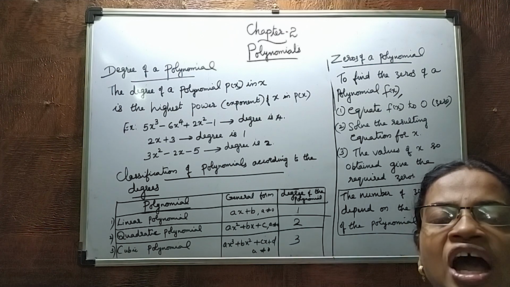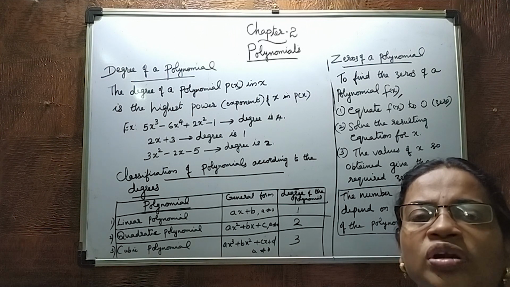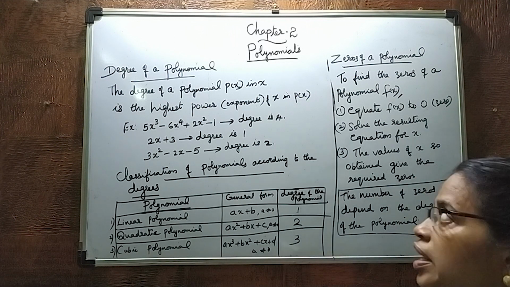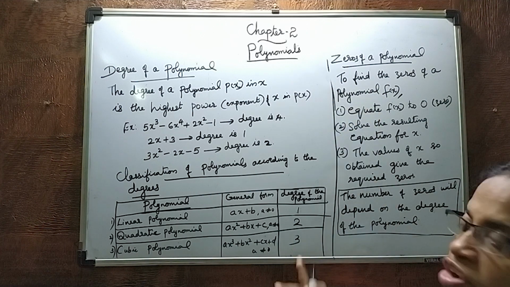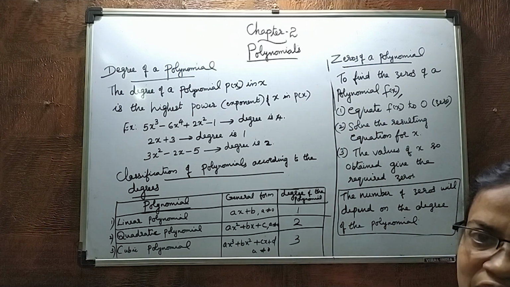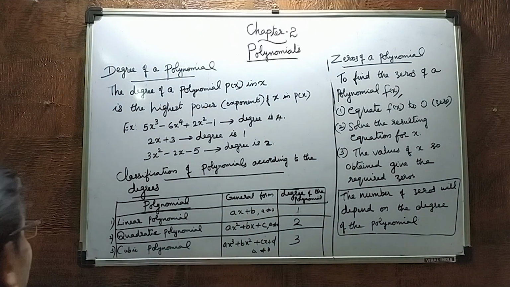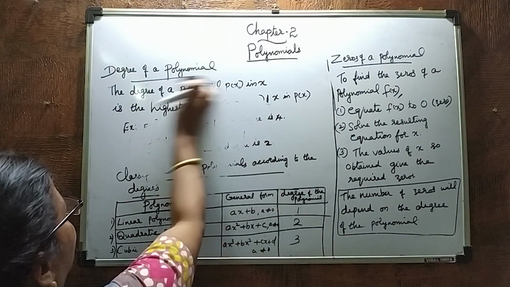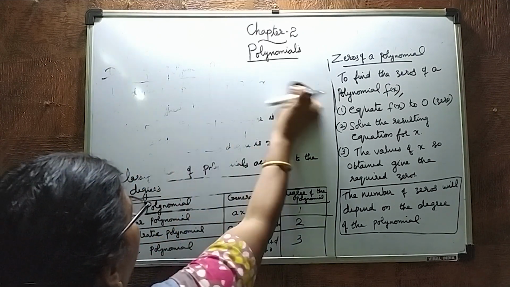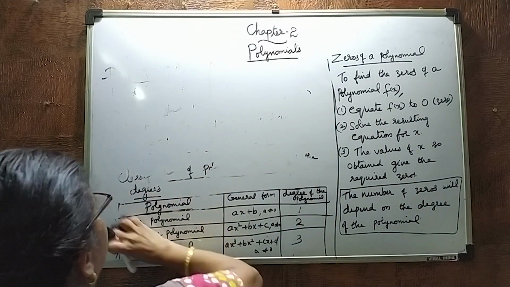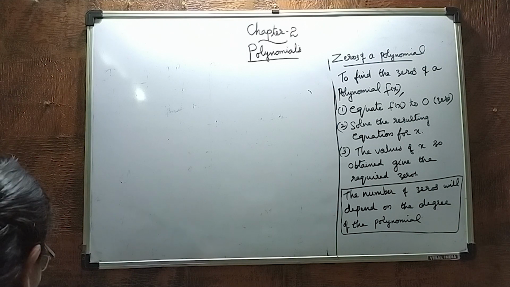The next thing, how we are going to find out the zero of a polynomial. They have given you the step. First we have to equate f of x. So we'll find out now from the first question. Find out the zero of the polynomial.